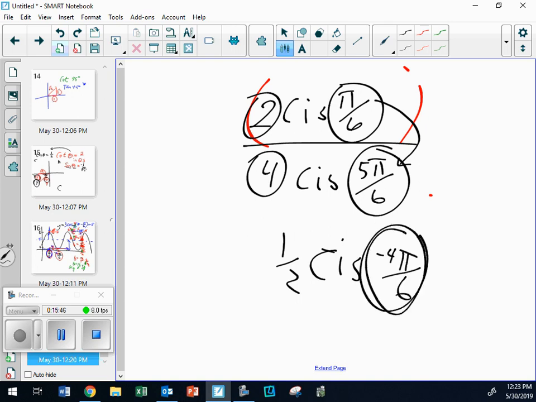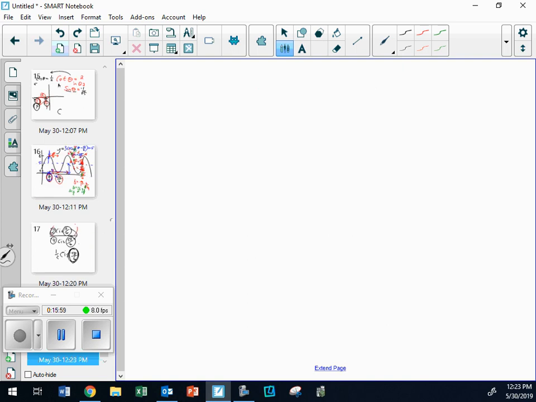What's the rule on these? They can't go past pi. So if you ever get an answer that's like 7 pi over 6, bigger than pi, then you got to go the other way. Okay, so there's a few minutes on cis. Any other topics you guys would like to bring up? Otherwise, I'll just keep going through things I know are important.